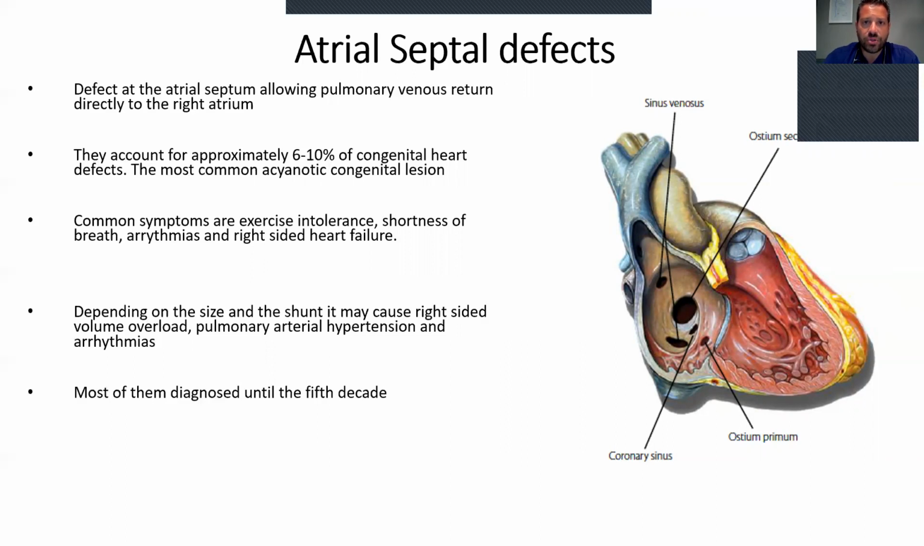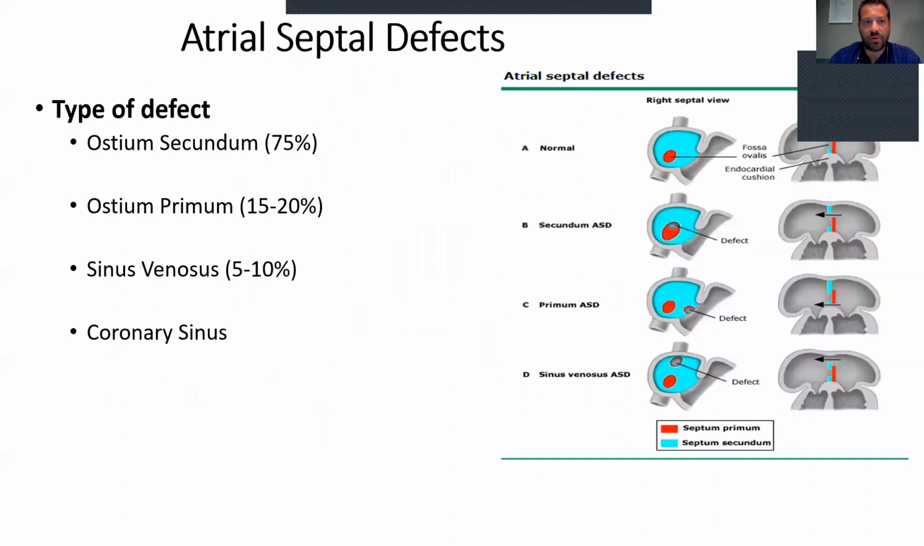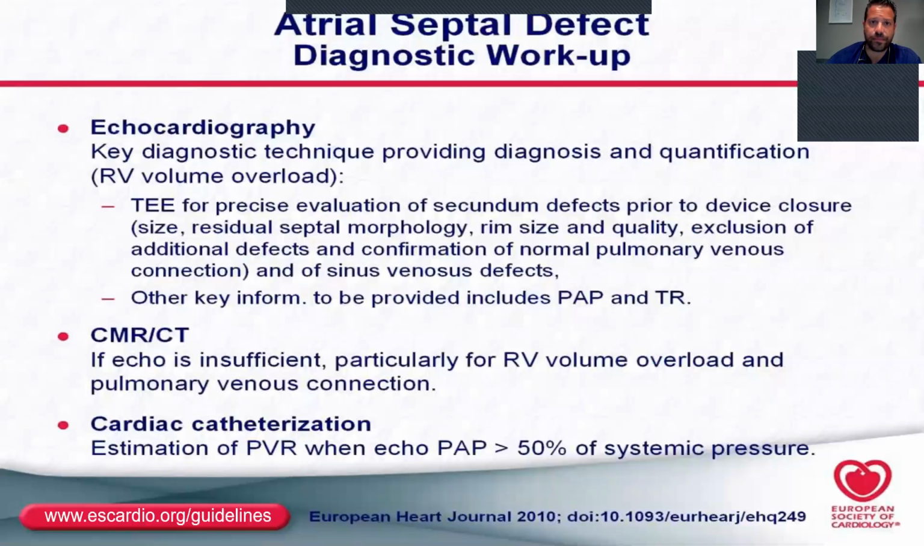Most of the ASDs are diagnosed until the fifth decade of our lives. These are all the types of atrial septal defects, and the most common one is ostium secundum. We also have ostium primum or AV canal. We have sinus venosus and the coronary sinus.